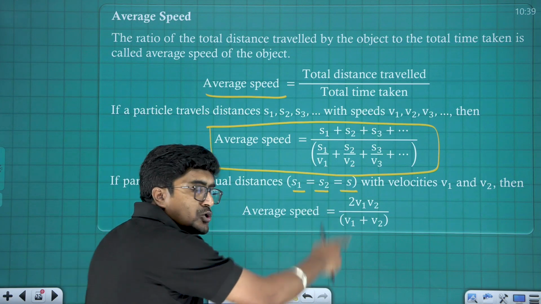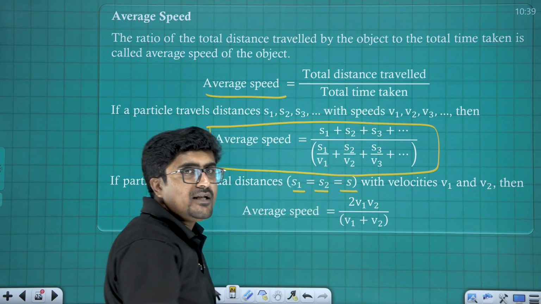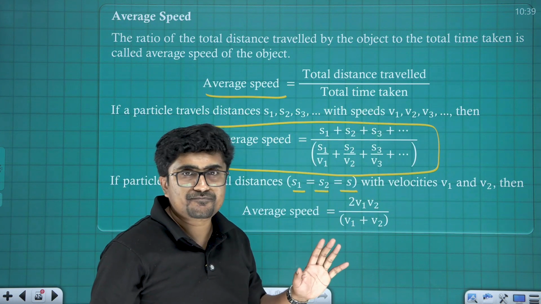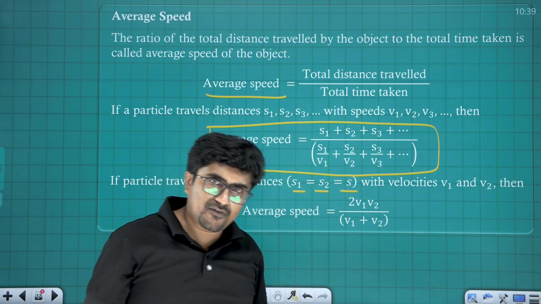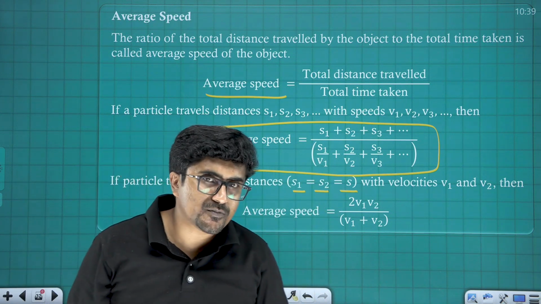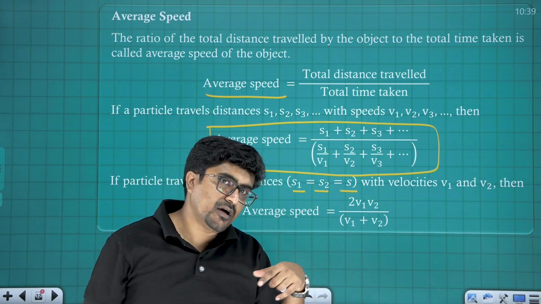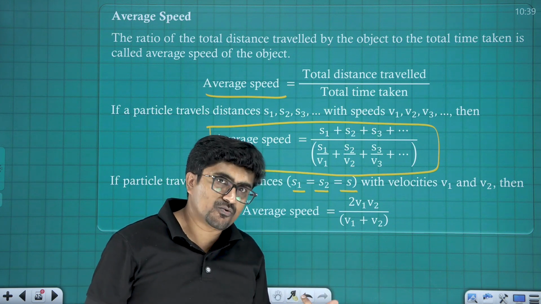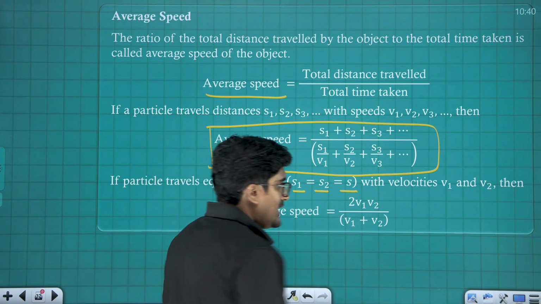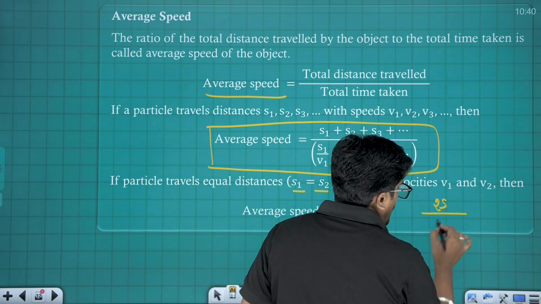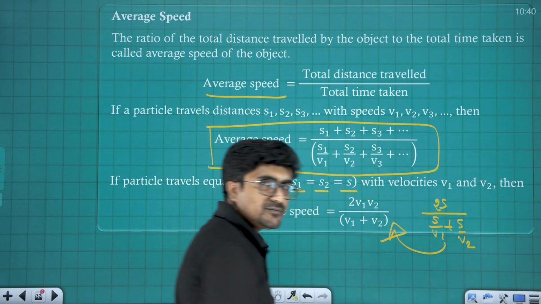The relation is 2 times V1 V2 upon V1 plus V2. And how it comes is, see, the total distance traveled is S1 plus S2. And what about the time taken? S1 distance was traveled with V1 speed, S2 distance was traveled with V2 speed. So T1 is going to be S1 by V1, and T2 is going to be S2 by V2. Am I right? So in that case, if I take S1 as well as S2, this is going to be 2 times S, all divided by S by V1 plus S by V2, and that's how we got this.